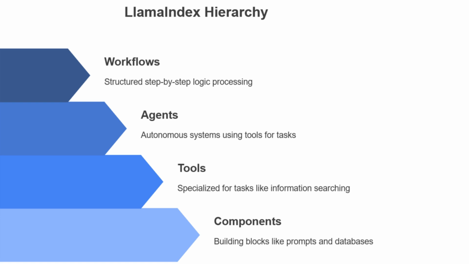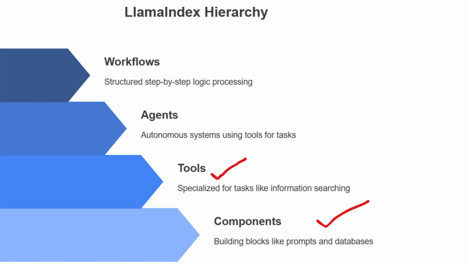Now, to really understand how LlamaIndex works, we need to break it down into three main parts: components, agents and tools, and workflows. Let's take a closer look at each. The components are the building blocks of LlamaIndex. They include things like prompts, models, and databases. Components help LlamaIndex connect with other tools and libraries, making it more versatile.